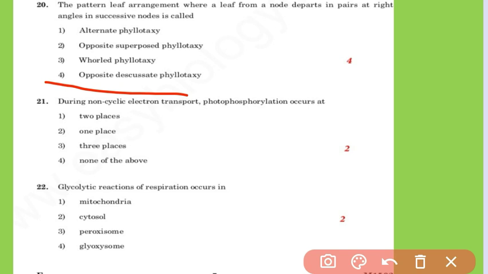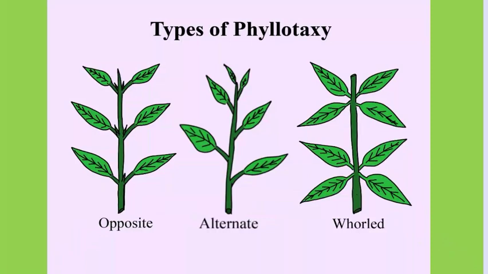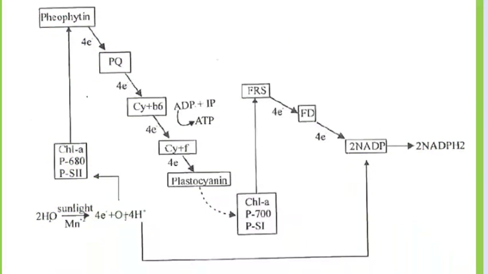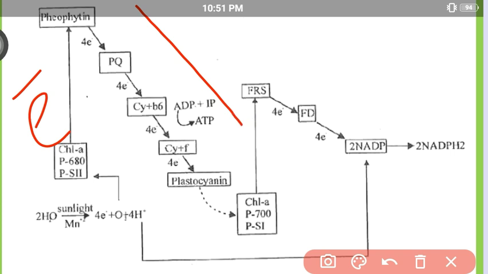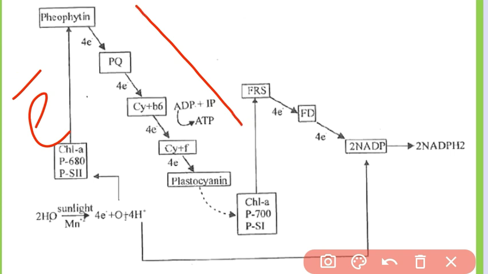Then next, during non-cyclic electron transport, phosphorylation occurs at. Non-cyclic electron transport during photophosphorylation. Here is non-cyclic photophosphorylation. The excited electron from photosystem second, with high energy stored in it, gets transferred to a number of electron transport carriers in a photosystem or in an electron transport chain.